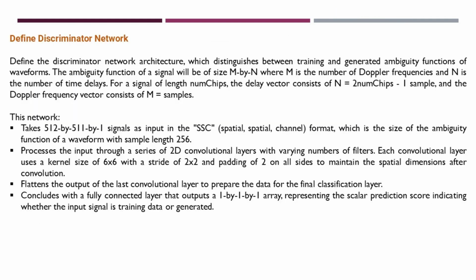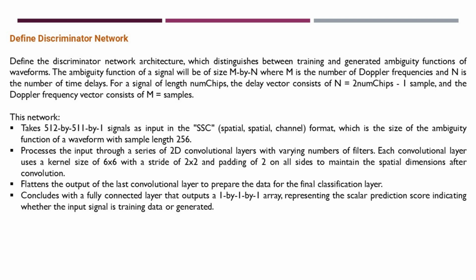Define discriminator network. Define the discriminator network architecture, which distinguishes between training and generated ambiguity functions of waveforms. The ambiguity function of a signal will be of size m by n, where m is the number of Doppler frequencies and n is the number of time delays. For a signal of length num chips, the delay vector consists of n equals 2 num chips minus 1 samples, and the Doppler frequency vector consists of m equals num chips samples. This network takes 512 by 511 by 1 signals as input in the SSC, spatial channel format, which is the size of the ambiguity function of a waveform with sample length 256.